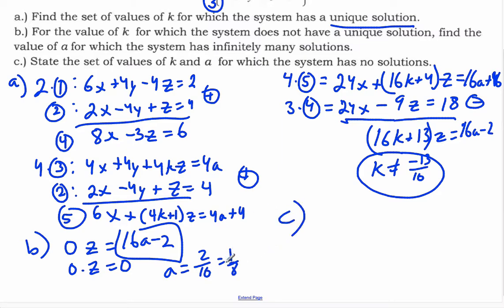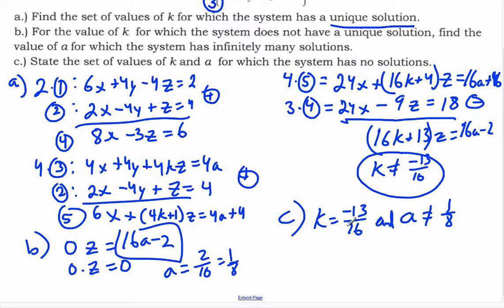Okay, so when a is 1/8, then you get an infinite number of solutions to the system. State the set of values of k and a for which the system has no solutions. Okay, so no solutions happens when k is equal to negative 13 out of 16, and when a is not 1 out of 8. Maybe you can say "and" in between, right?